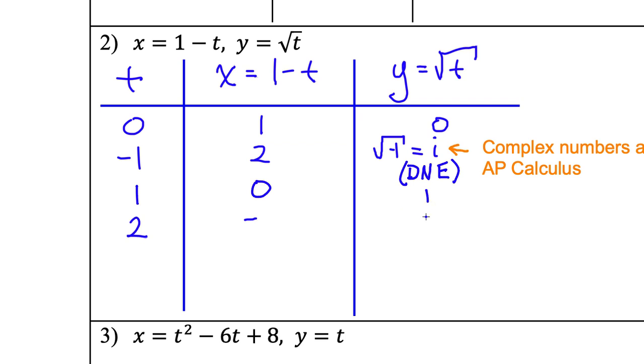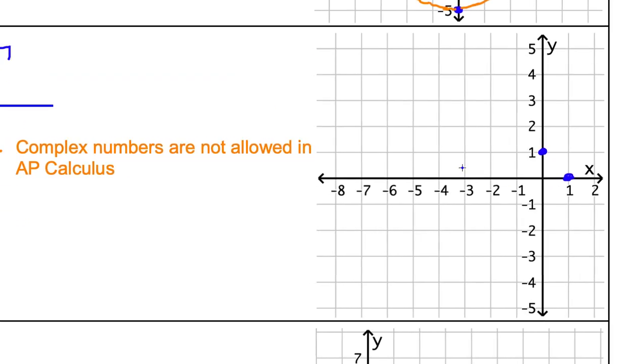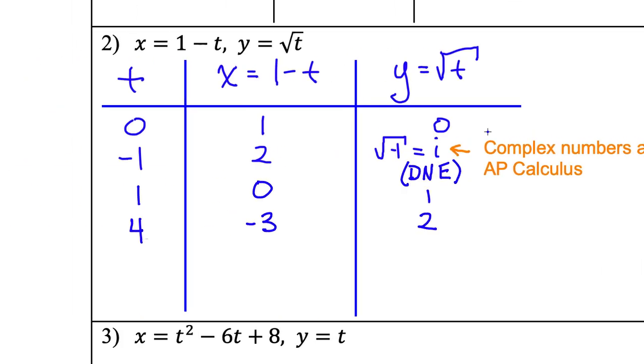But maybe what I should do is choose a perfect square for t. So if t is 1, that's a perfect square. 2, 3, 4. Okay, so 4. And then 1 minus 4 is negative 3, and the square root of 4 is 2. So let's graph negative 3, 2. Negative 3, 2. Ooh, okay, this is looking familiar.